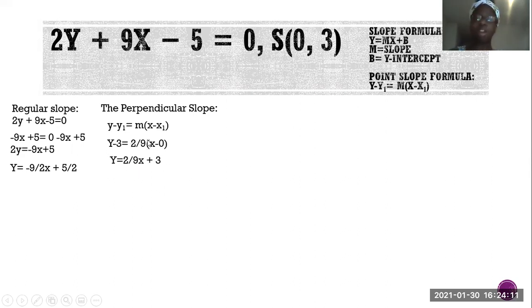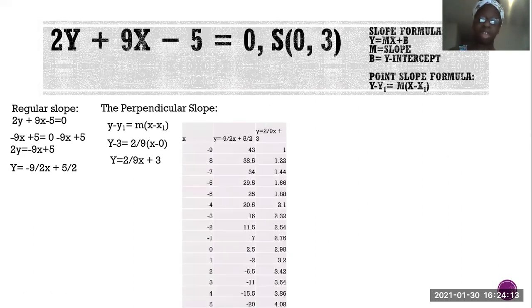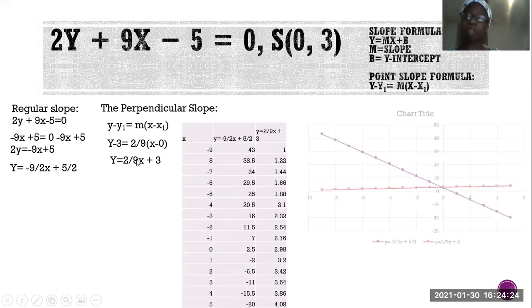And now we make a chart and we plug in our numbers. So of course I did negative 9 to positive 5. And then I just plug it into our regular slope. And then I plug it into our perpendicular slope. And then our graph looks like this.